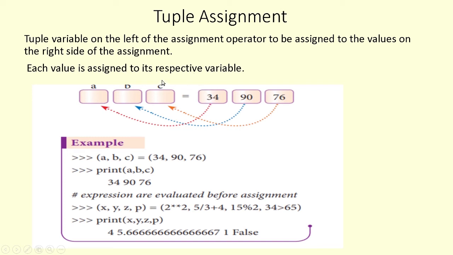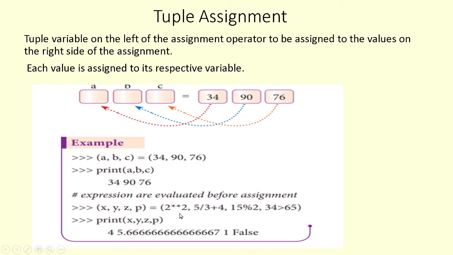What is the meaning of respective? That is, the first value will be assigned to the first variable, the second value will be assigned to the second variable, and the third will be assigned to the third variable. That is what is given in the diagram. So 34 is assigned to a. Now b will have 90, c will have 76. Okay, so if I print, the corresponding values are printed.